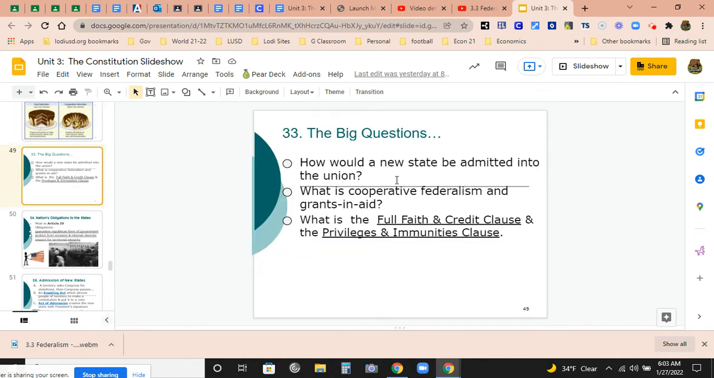All right. So the big questions on this topic are: how would a new state be admitted into the union? What is cooperative federalism and grant and aid? And what is the full faith and credit clause and the privileges and immunities clause?